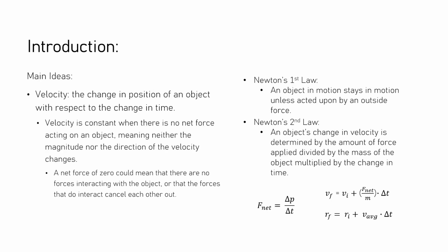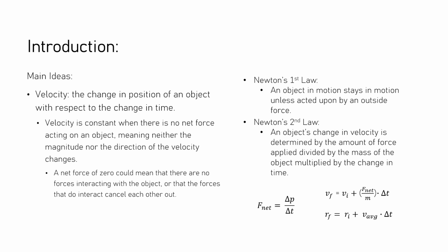The main ideas in this experiment had to do with velocity, Newton's first law, and Newton's second law. Velocity being the change in position of an object with respect to the change in time, which is constant when there is no net force acting on the object. Now the net force could be zero, meaning that there are no forces, or that all the forces that do interact cancel each other out.